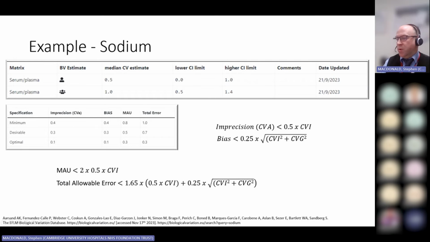So the maximum allowable uncertainty is a coverage factor of 2 to allow us a 95% coverage interval, multiplied by the CVI, multiplied by 0.5. So you can see that result here. And the total allowable error is from 1.65, because it's a one-sided distribution that's used, multiplied by the imprecision allowance plus the bias allowance, and that is added linearly.